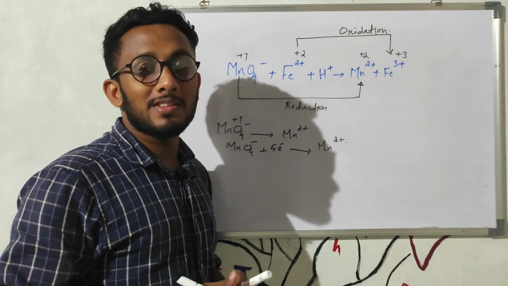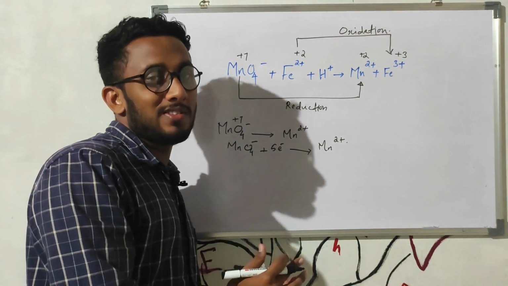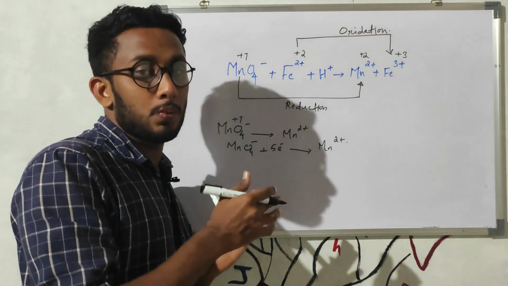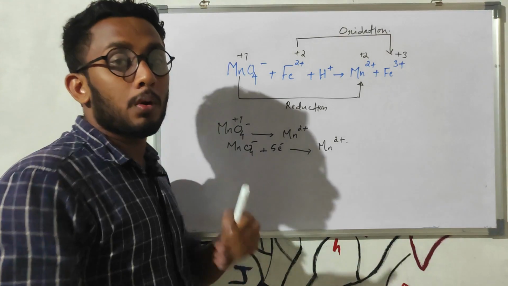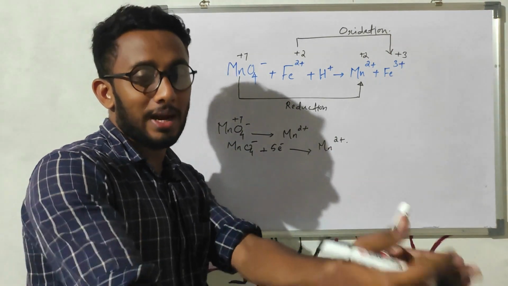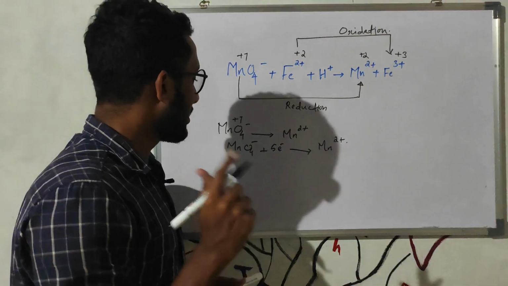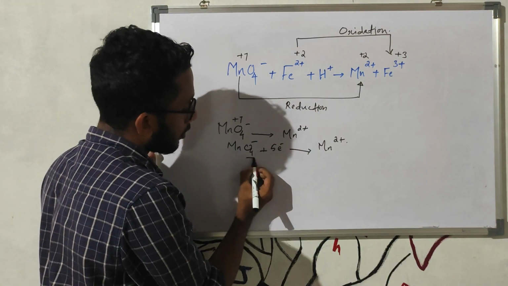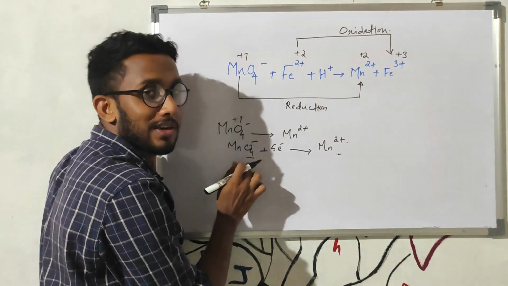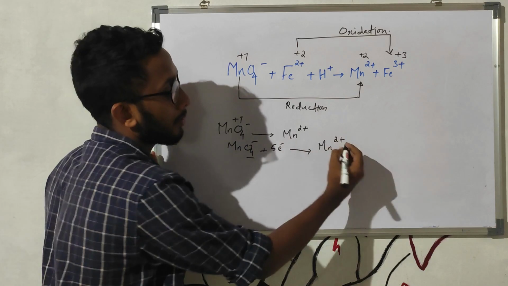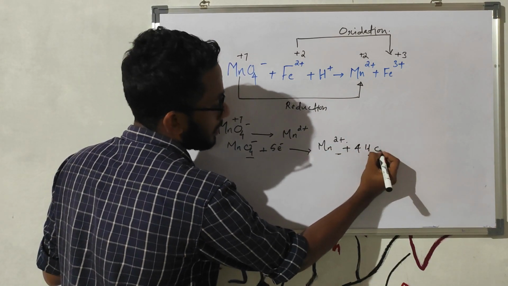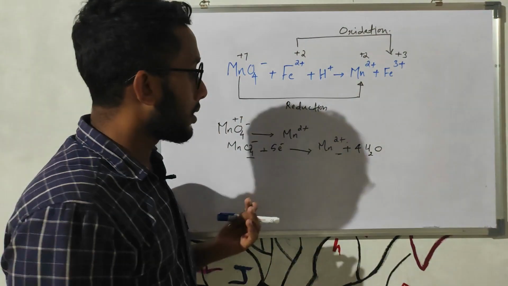You have to balance the excess oxygen on one side. If there is excess oxygen, you balance it with the corresponding number of H2O written on the other side. Here we have 4 oxygen on one side, but no oxygen on the other side. So we have to add the corresponding number, that means 4 H2O on the other side.